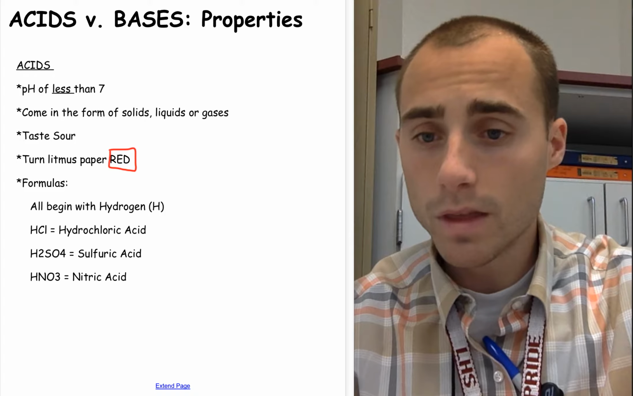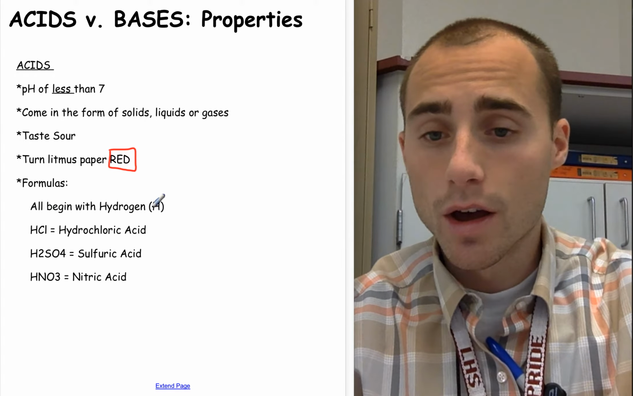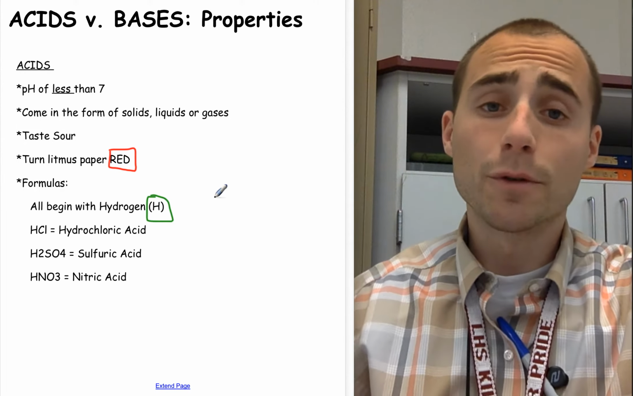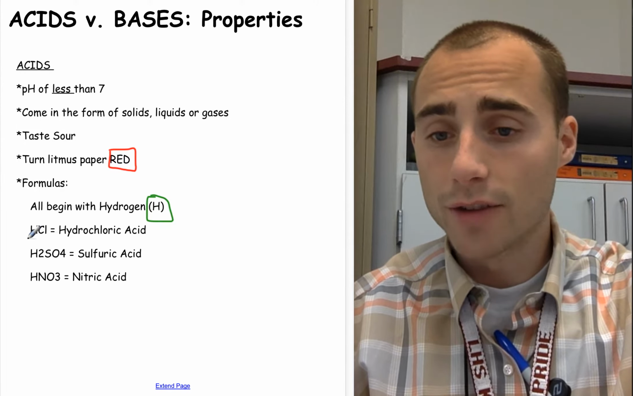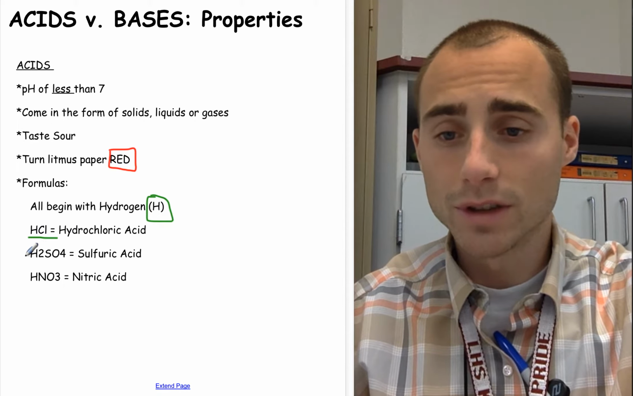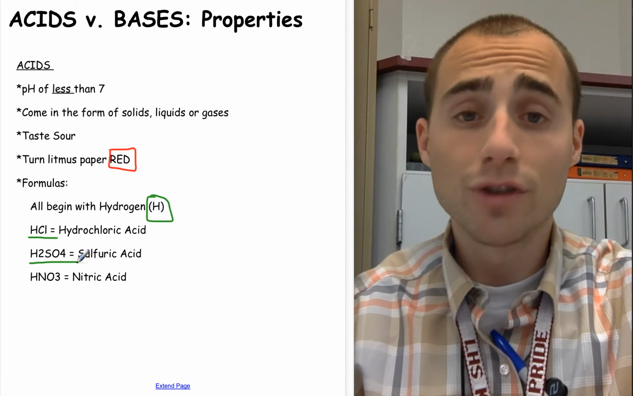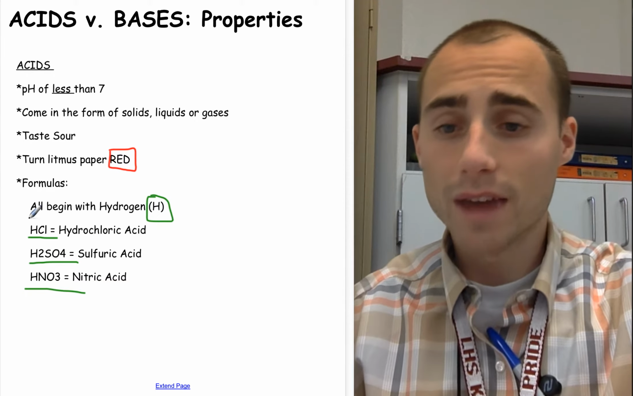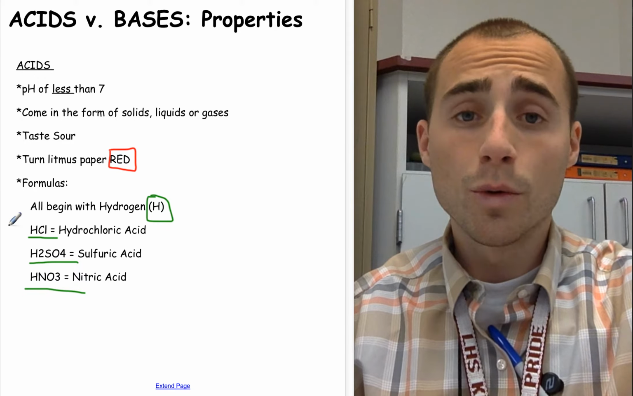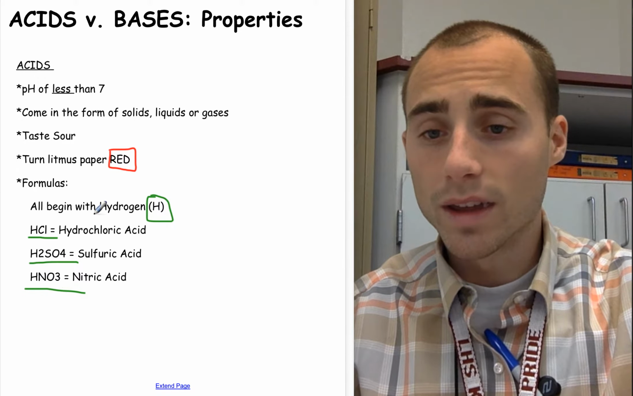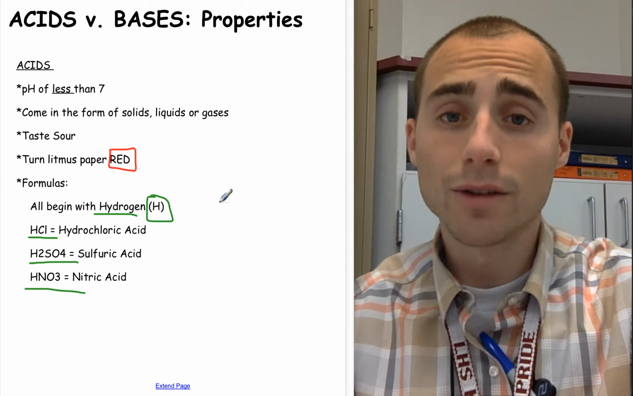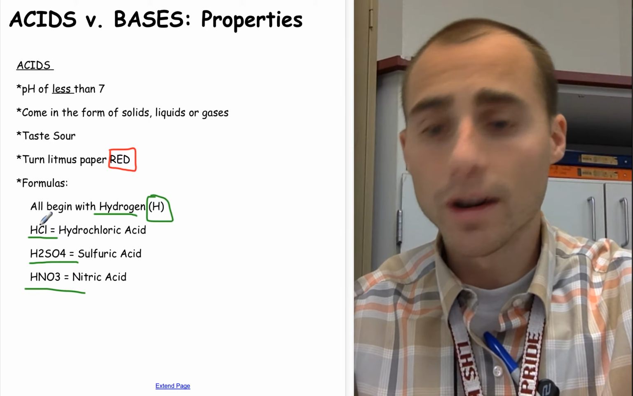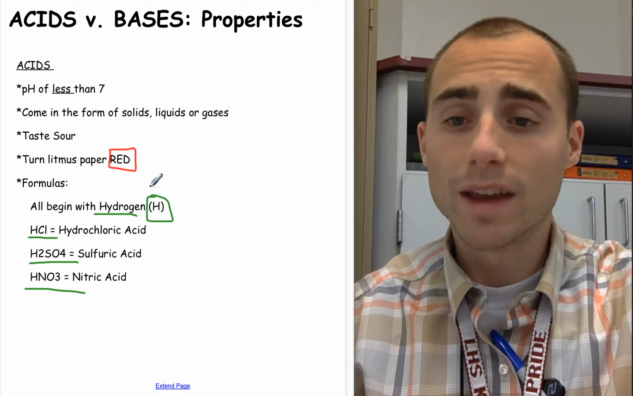Now the formulas for acids. All acids will begin with the letter H every single time. So hydrochloric acid is HCl. The H always comes first. Sulfuric acid is H2SO4. Nitric acid is HNO3. You can see with each of those what they have in common. They each begin with the letter H. They all begin with hydrogen. So that's how you're going to recognize the formula of an acid, is if you see that it is starting off with the letter H. So starting off with hydrogen.